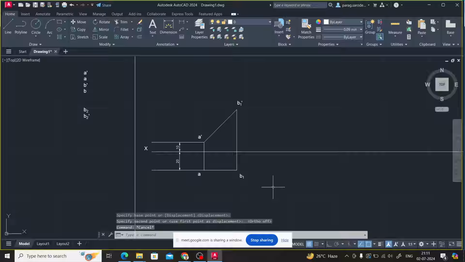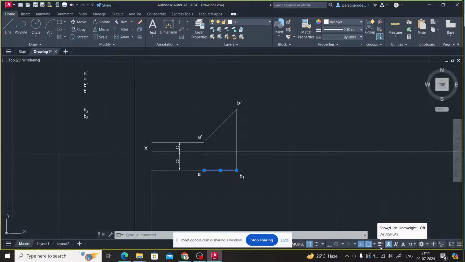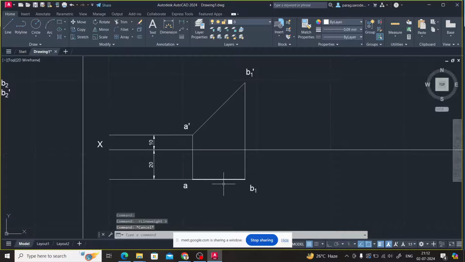Now as per our convention, we generally make only the top view and front view thick. So I will select the AB1 and make it 0.30, and still you can see that the line is not getting thick, even though it is 0.30 thickness, because there is one option on this toolbar which needs to be on, which is LW display. Once I click it on these three lines, you can see the line weight is displayed. Getting this?